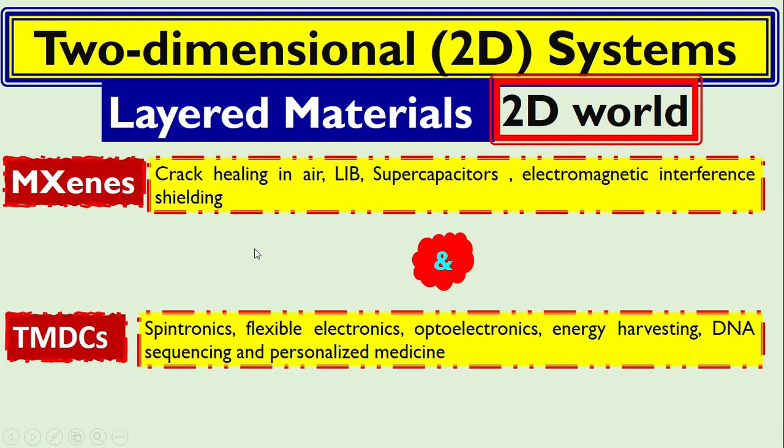These two-dimensional materials have tremendous applications. If I give you the example of MXene: crack healing in air, lithium-ion battery, supercapacitor. And this is transition metal dichalcogenides: spintronics, flexible electronics, optoelectronics, energy harvesting. So countless applications of these two-dimensional materials.